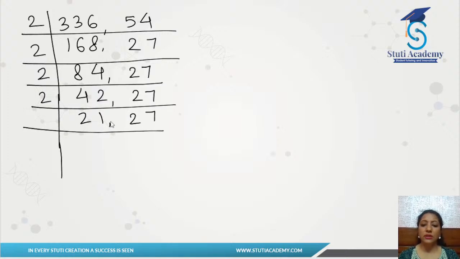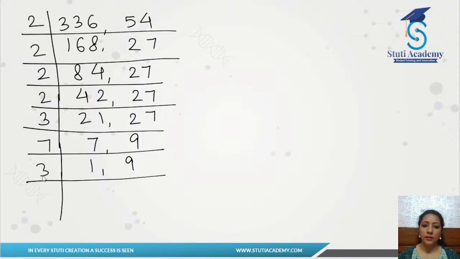21 and 27, they're both divisible by 3. So we'll divide this by 3, we'll get 7, and then we have here 9. 7 will go by itself, and then we're left with 9. 9 will go by 3. So 1, 3, and then again, we can just do it by 3 here, 1, 1.